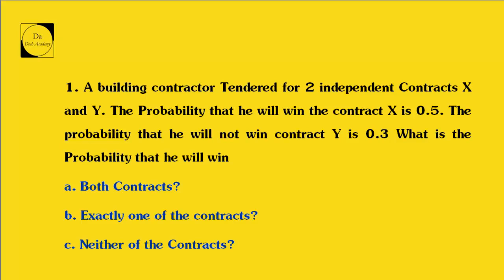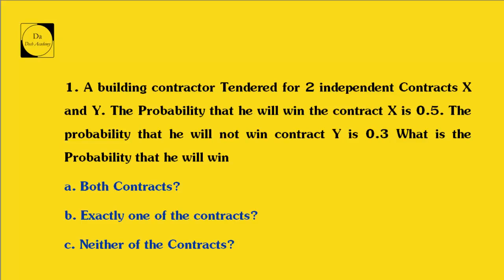So the question here is as follows. A building contractor tendered for two independent contracts, X and Y. The probability that he will win the contract X is 0.5, which is the same thing as 50%. The probability that he will not win contract Y is 0.3, so that's like saying 30%.